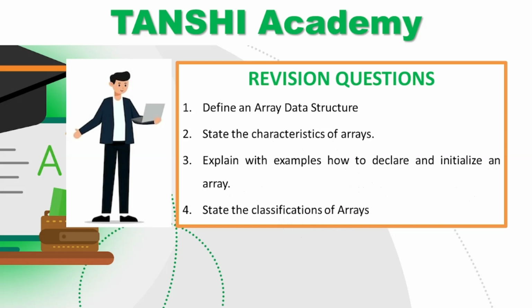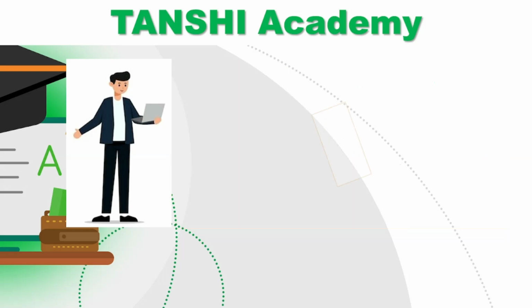Now, for revision questions, students are expected to answer the following questions to show mastery of the different concepts that were taught. The first question is to define an array data structure. The second is to state the characteristics of an array, explain with example how to declare and initialize an array, and state the classifications of arrays. When you have gone through this lesson, attempt to answer these questions. That will help you understand if you actually have mastery of the concepts of array.